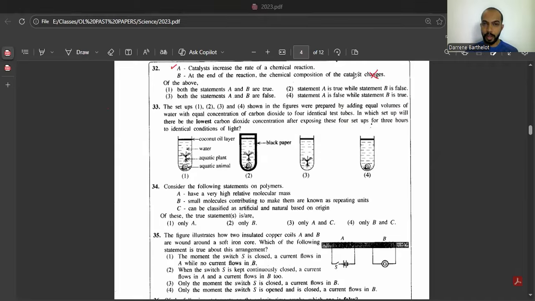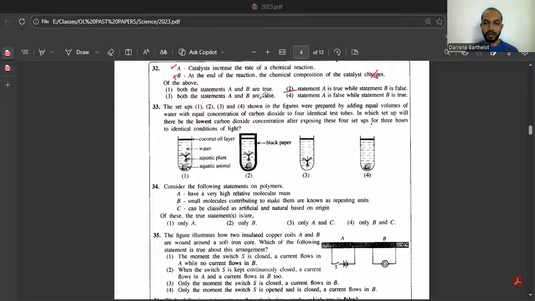Catalysts are chemical compounds which increase the rate of reaction without being consumed during the reaction, which means the chemical composition does not change. So B is wrong, A is correct. Answer number 2. Question number 33.